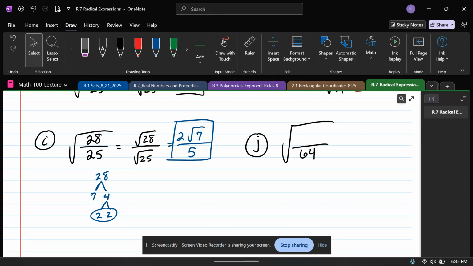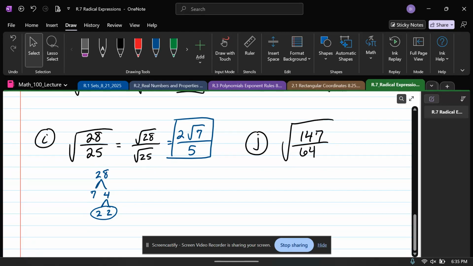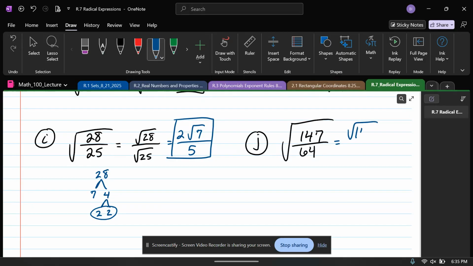Let's do 147 over 64. Okay, so when you split it apart, 147 over the square root of 64, and Abby says that's 8, which is absolutely correct. 8 on the bottom.